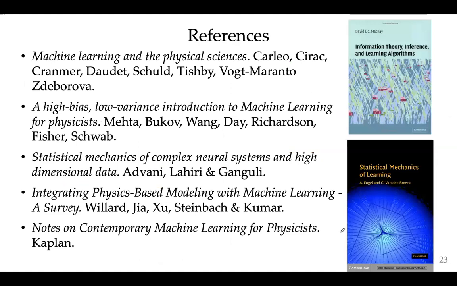Okay, now the references. There are really nice books on this one. This one is from David MacKay, Information Theory, Inference, and Learning Algorithms. This is a really nice book. There's a lot of physics in this book, especially about Ising systems, phase transitions, and whatnot. And there is another book which is pretty good, Statistical Mechanics of Learning. You can check that out too.